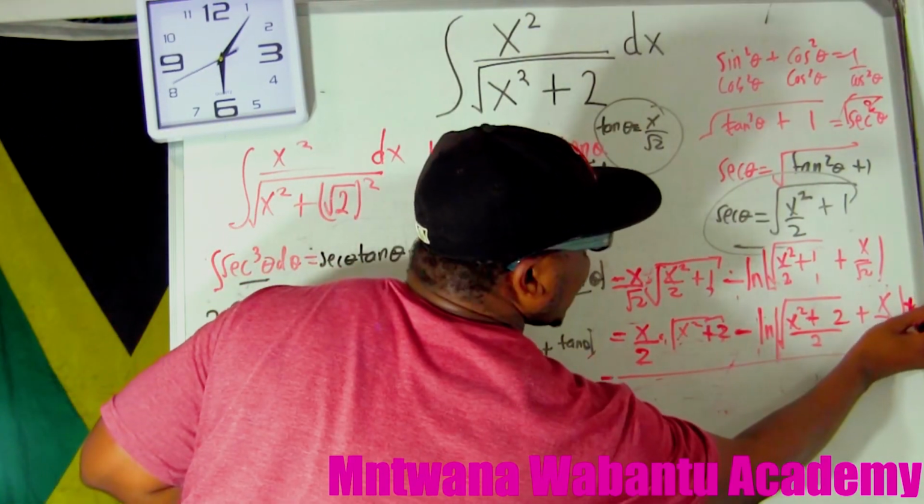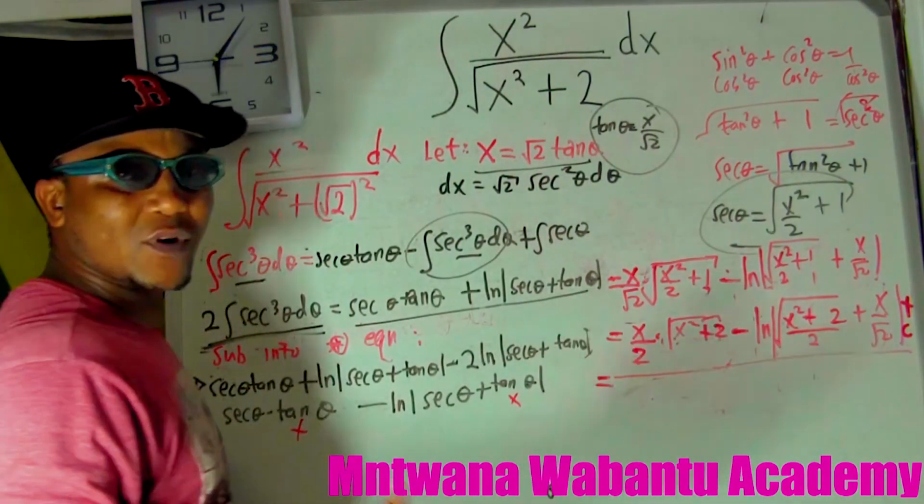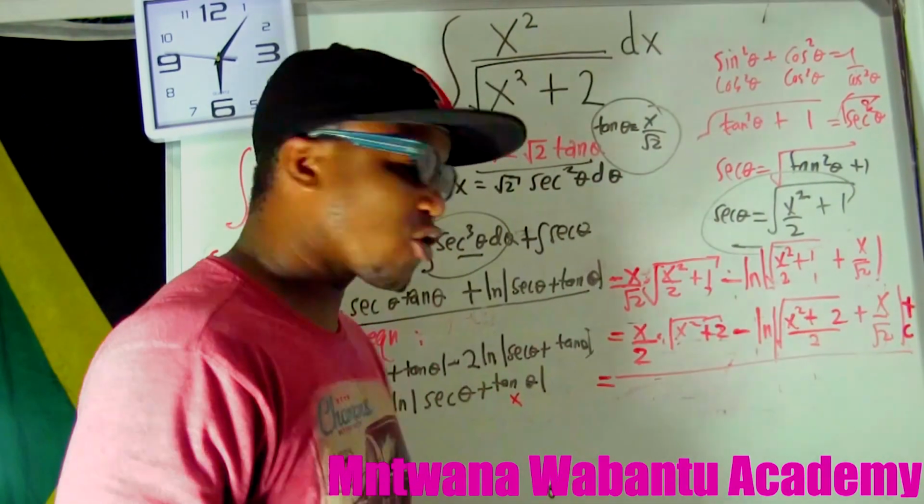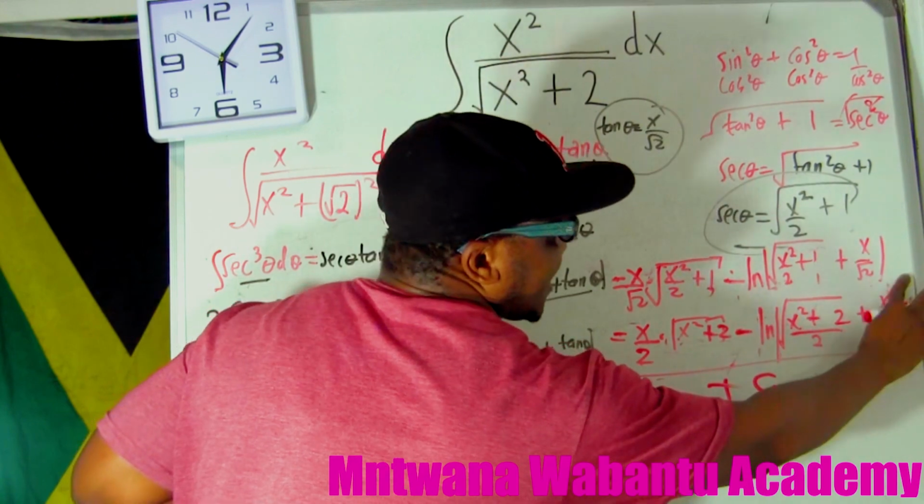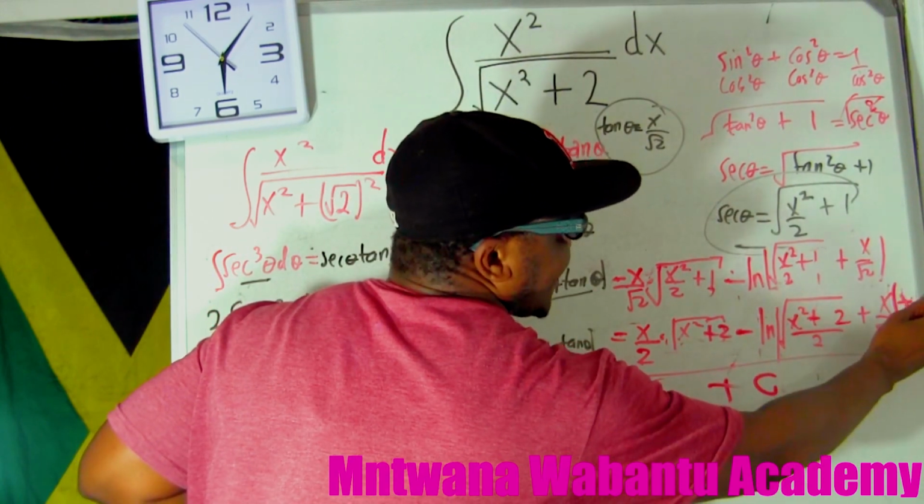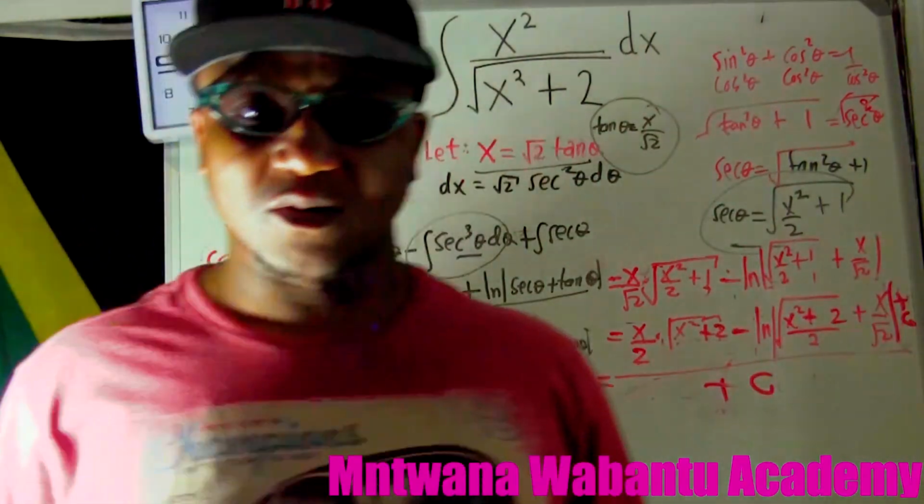So plus your c. Don't forget to add your constant because we don't have any limits. If you don't have limits, make sure you add your constant. So all this is the answer, and then plus the constant. I can just add it here. Let me just say plus c. Plus c. That's how we do it. That's how you do it.